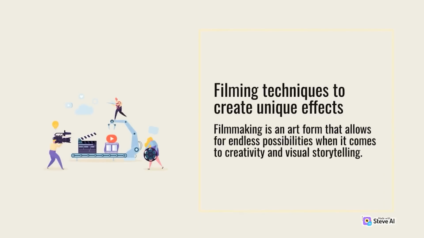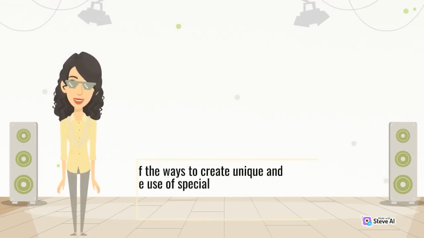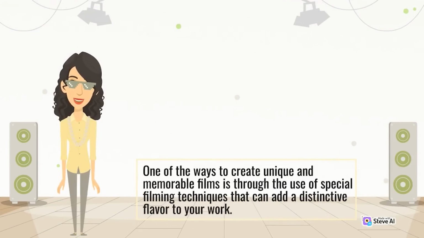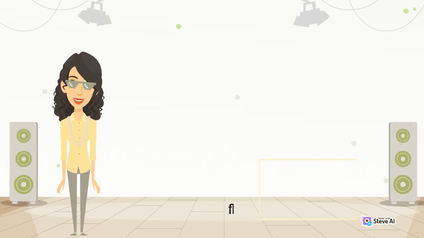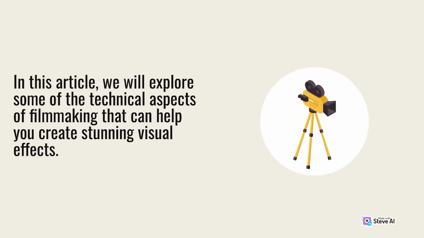Filming techniques to create unique effects. Filmmaking is an art form that allows for endless possibilities when it comes to creativity and visual storytelling. One of the ways to create unique and memorable films is through the use of special filming techniques that can add a distinctive flavor to your work. In this article, we will explore some of the technical aspects of filmmaking that can help you create stunning visual effects.